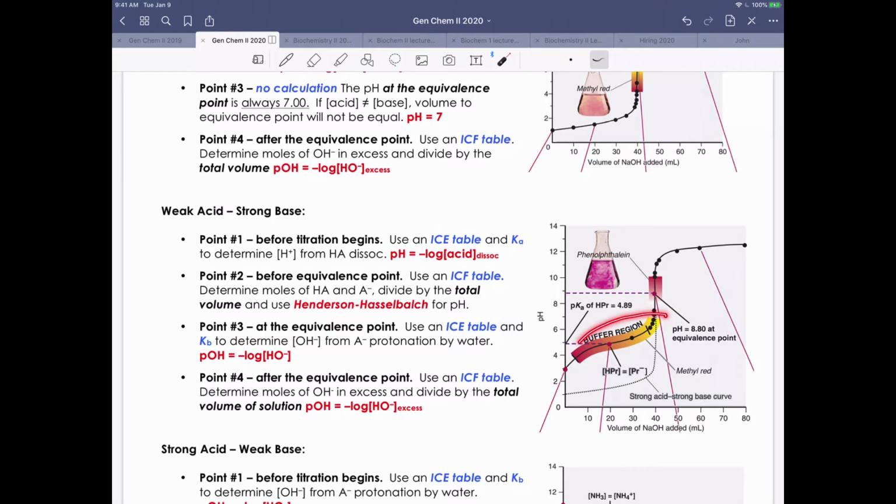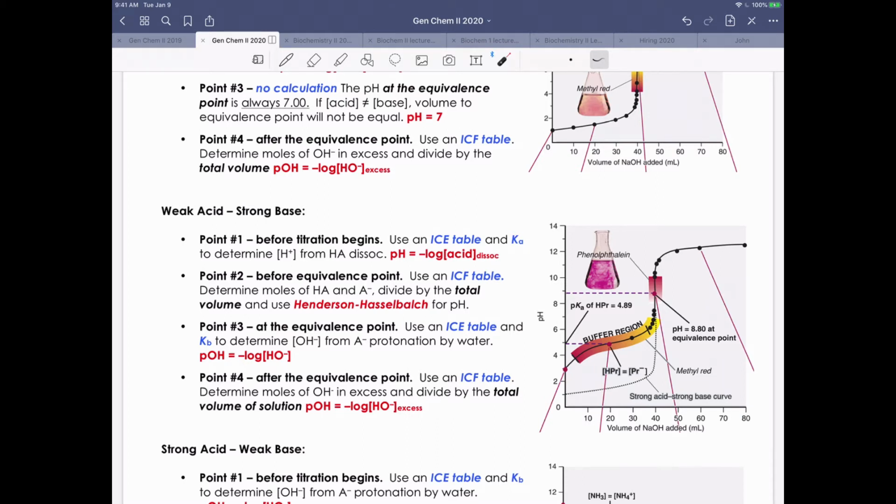But you'll notice that we only have one spot. It is going to be this spot after we've started and before the equivalence point that we can use the Henderson-Hasselbalch equation. If it's before we've started or, I'm sorry, at the equivalence point, we do still need to use an ice table. So that's why ice tables will always work. They take a little bit more work to kind of go through and solve them.